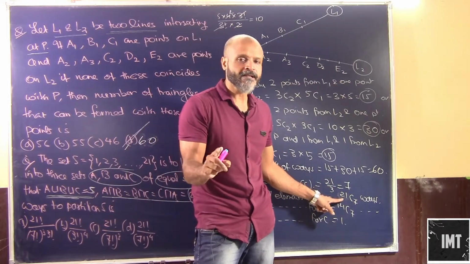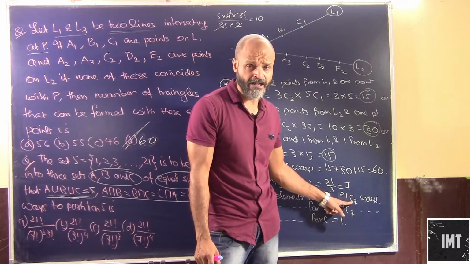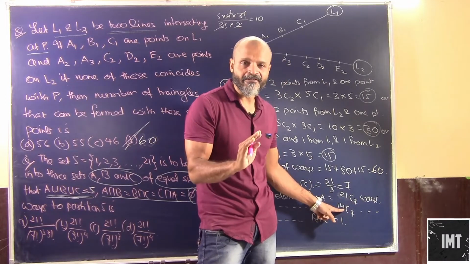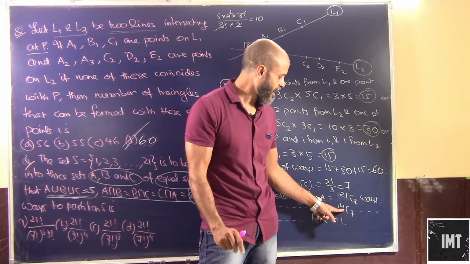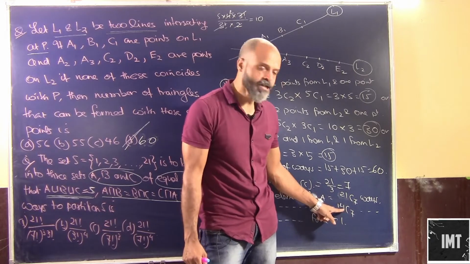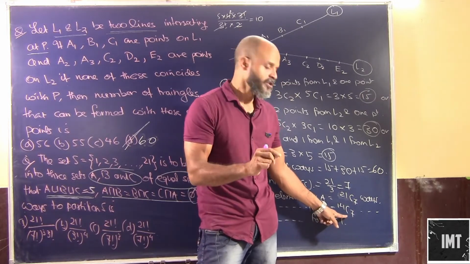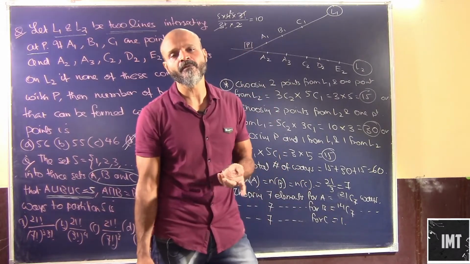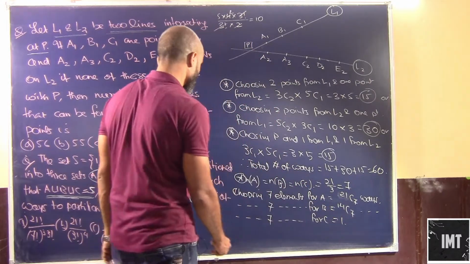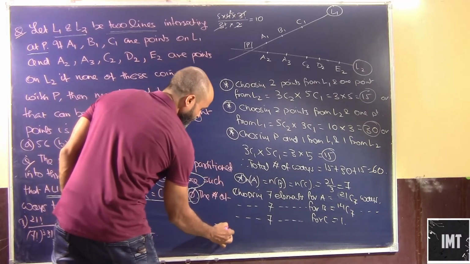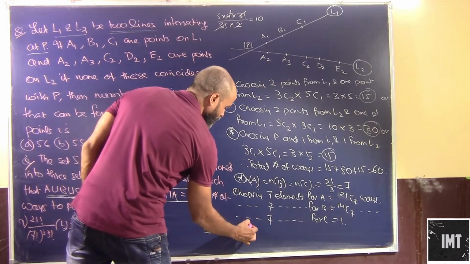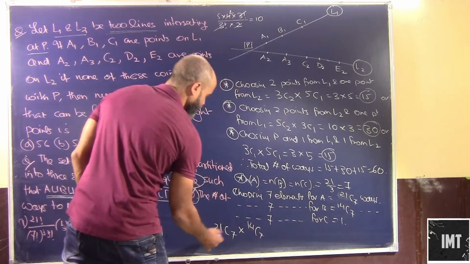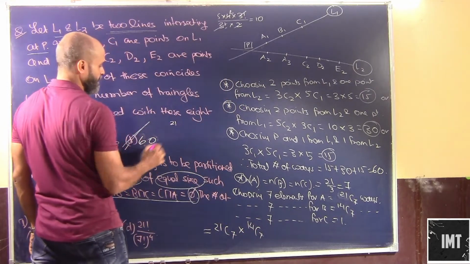21C7 basically is for choosing 7 elements for A. We will be left with 14 more elements after choosing 7 elements for A. So this will be 14C7, out of which we have to choose 7 elements for B. Obviously the remaining elements will be for C. So this can happen in 21C7 into 14C7 ways. We will just have to calculate the mathematical part here.